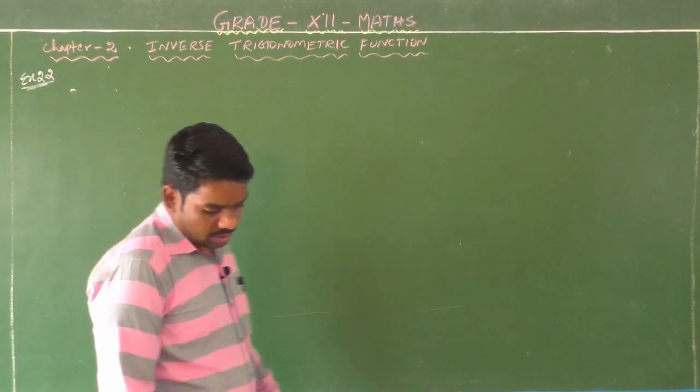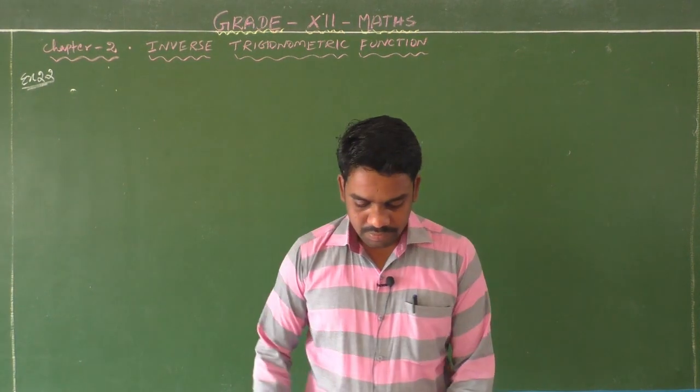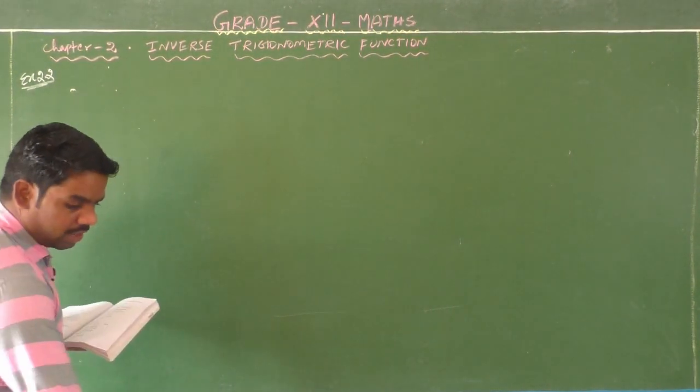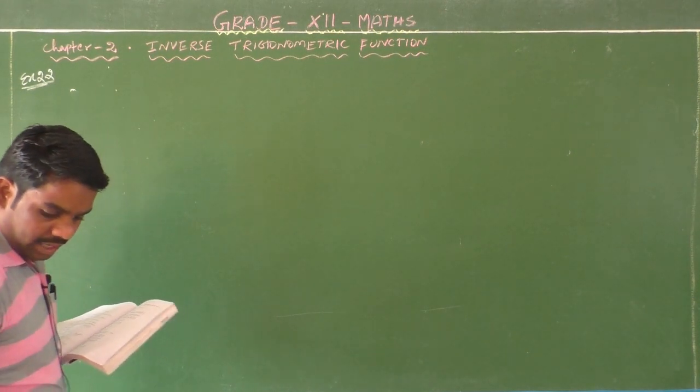Listen, next question number 18. Tan of sine inverse 3 by 5.